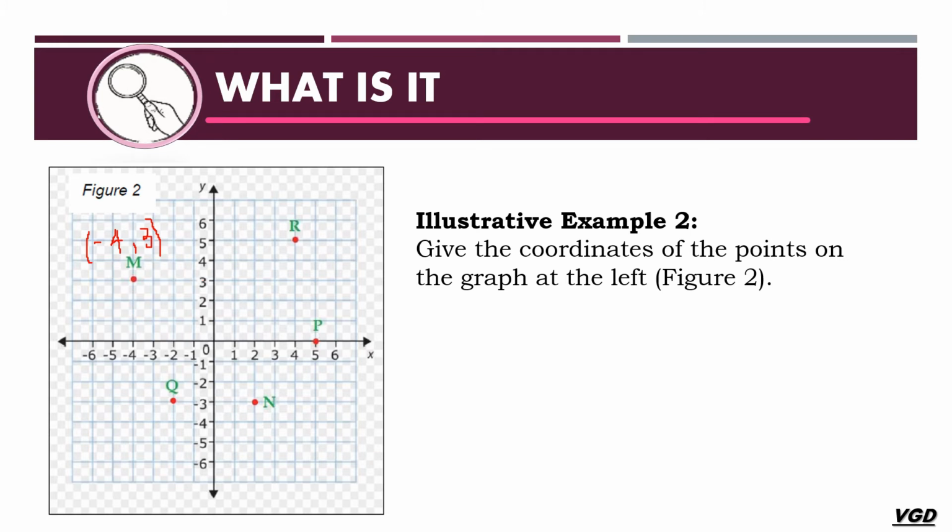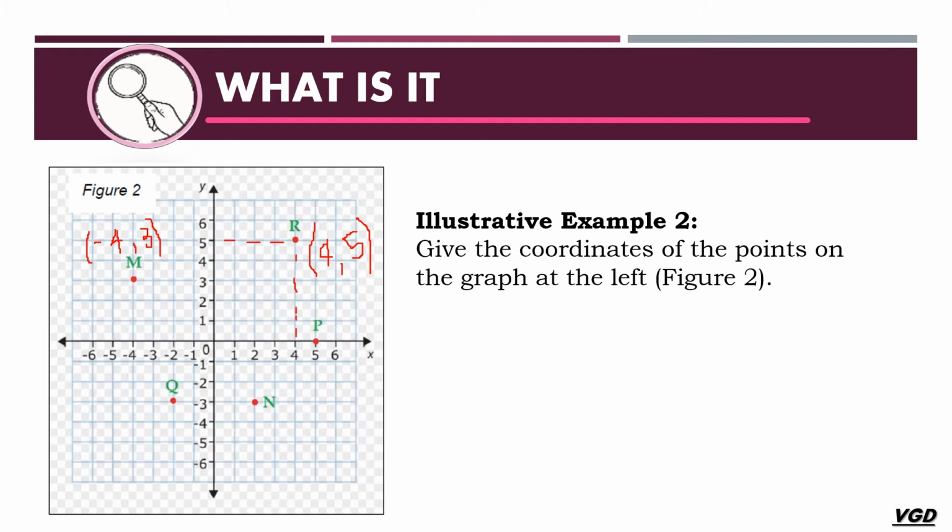Now let's move on to point R. Same with what we did with point M, we just have to create an imaginary line to the x-axis and the y-axis, so we will be able to identify which value the point lies on. Here, for the x value, we have +4, and for the y value, we have +5. So the coordinates of point R are +4 and +5.